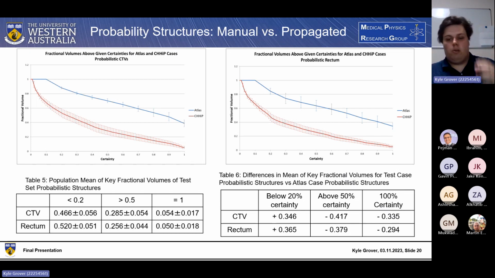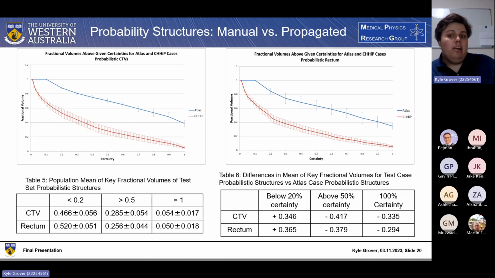We find that this actually ends up increasing by 0.346 for CTV and 0.365 for rectum. So a much bigger proportion of the overall probabilistic volume is being considered of low certainty and low agreement across everyone. As well, especially from this graph, we notice very drastic drops in the amount of volume that's considered to have full agreement across everyone. And this begins to call into question whether the propagated method is actually ideal compared to manual contours that are created.